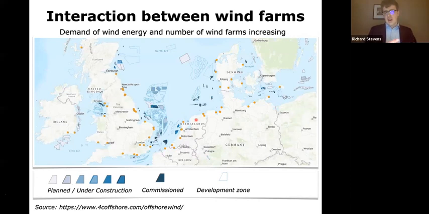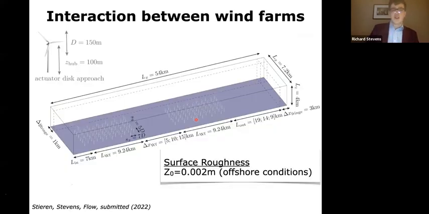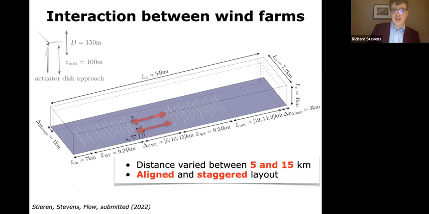So these wind turbine wakes actually turn out to be very persistent, and this is where close is a relative term in this sense. So these wind farm wakes can actually develop for quite a distance. So we can test this specifically for offshore conditions, because it's where most of these wind farms are nowadays being built, and then change the distance between these farms and consider this for different layouts.